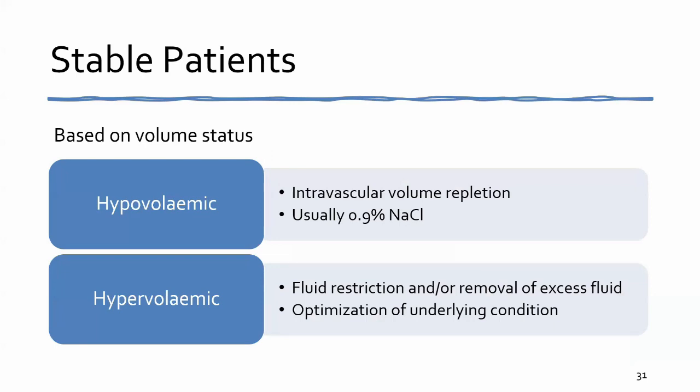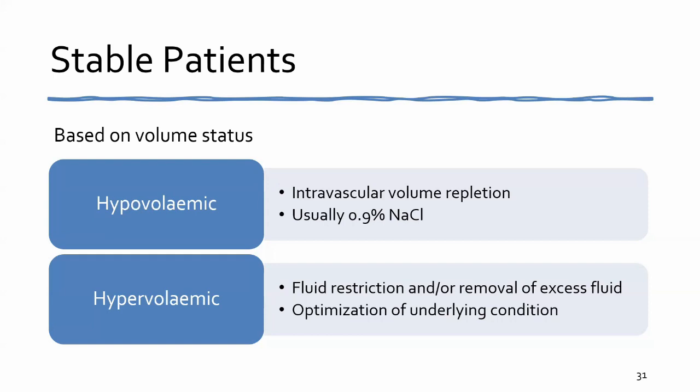All right, then in stable patients, the treatment is based on volume status. And just to mention here, in patients who are stable and have few or no symptoms, active correction of hyponatremia with hypertonic saline is not indicated, and it's potentially harmful. So we reserve that for patients who are acutely compromised.